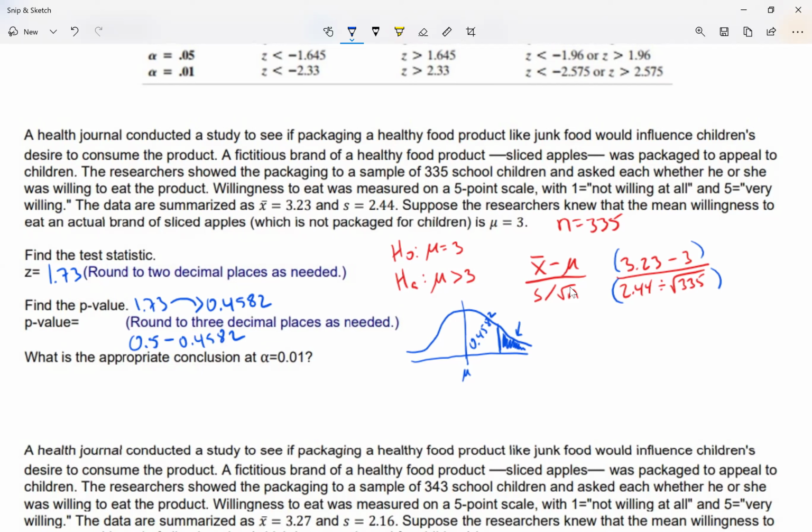According to my calculator, because I have my calculator here, I get 0.0418. But it says round it to 3 decimal places. My calculator gave me 4. So I'm just going to go 0.042.